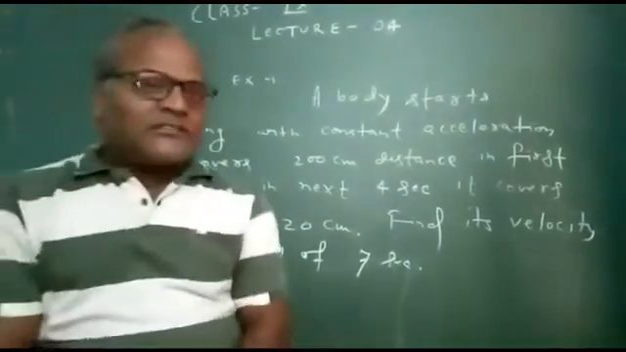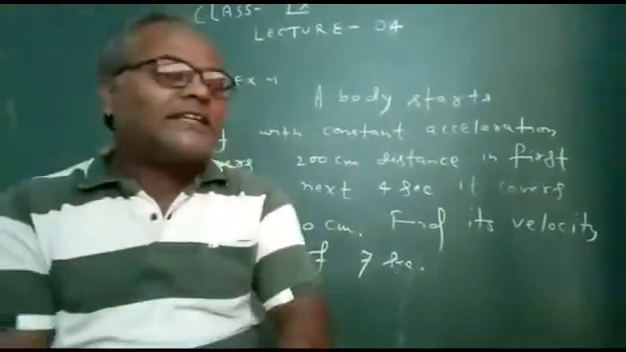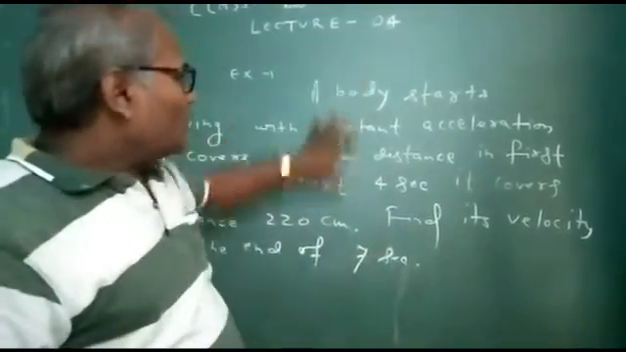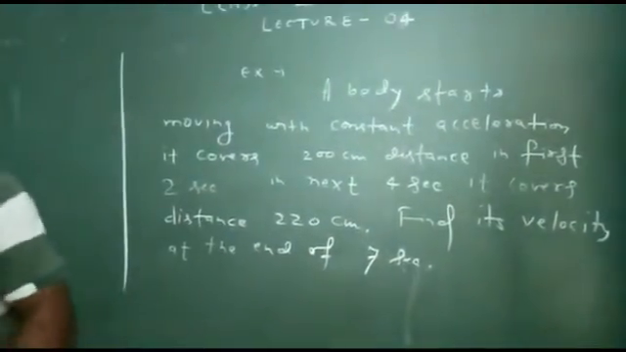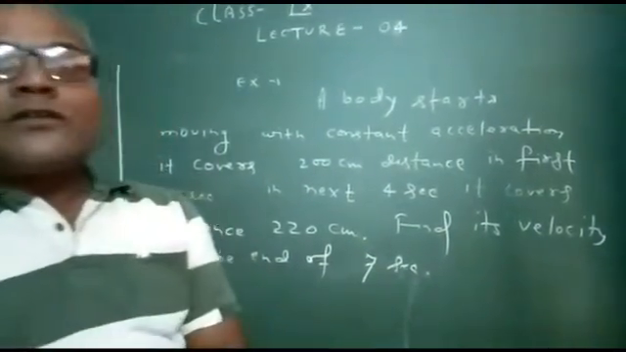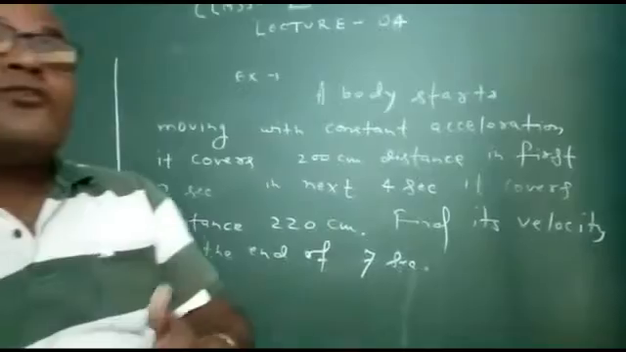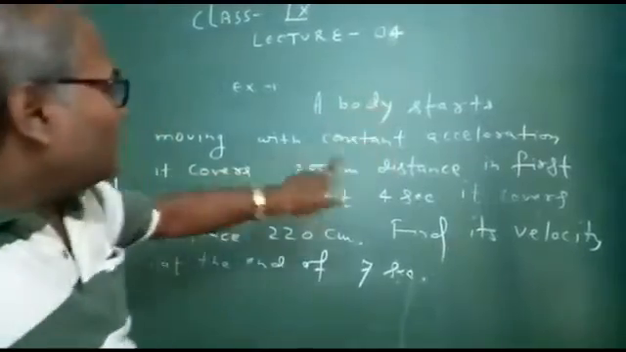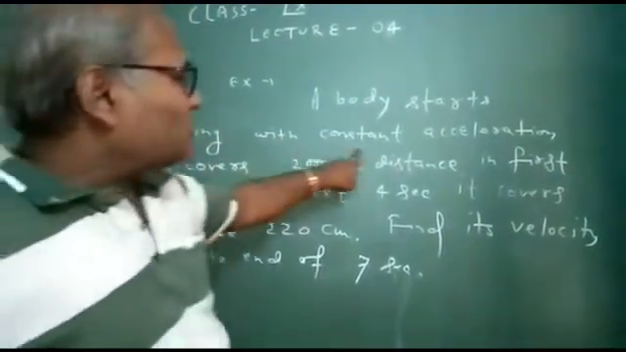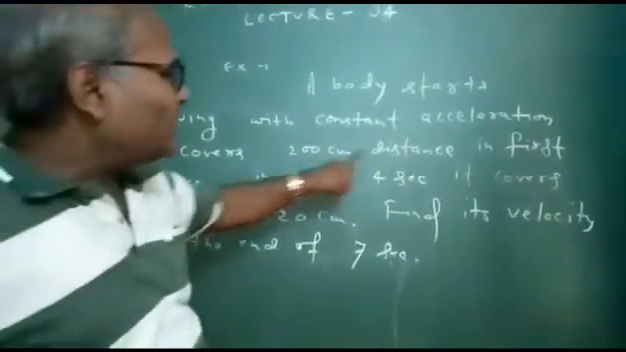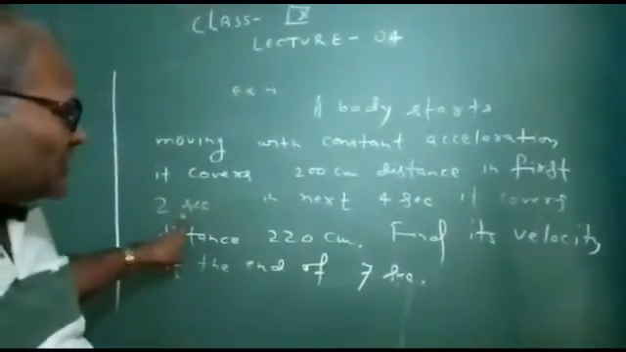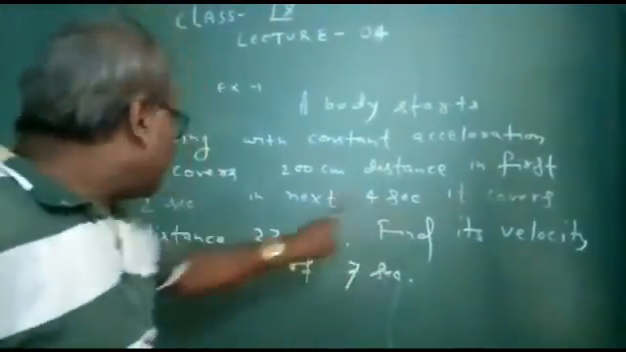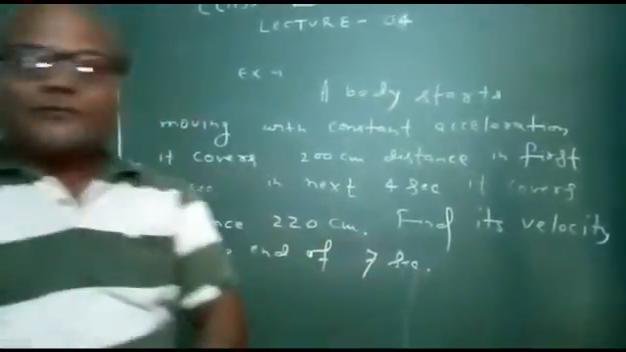It is a very conceptual question which is related to your NCERT exercise. If you master this numerical, then you will be able to solve the numericals in your NCERT exercise. And again I repeat, a body starts moving with constant acceleration. It covers 200 centimeter distance in first 2 seconds. In next 4 seconds, it covers distance 220 centimeter. Find its velocity at the end of 7 seconds.